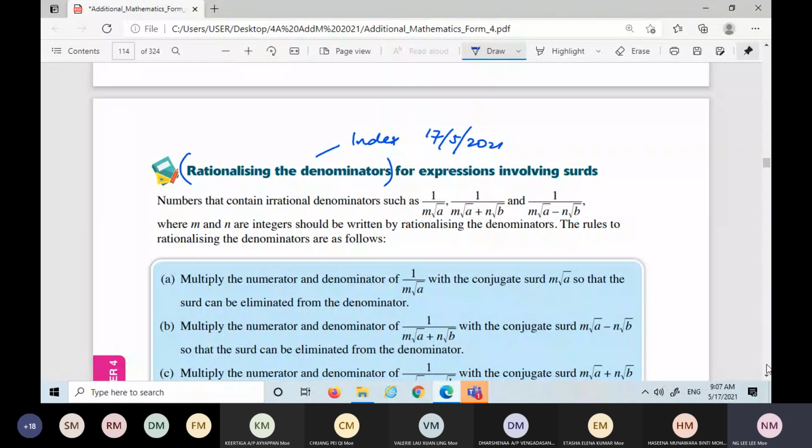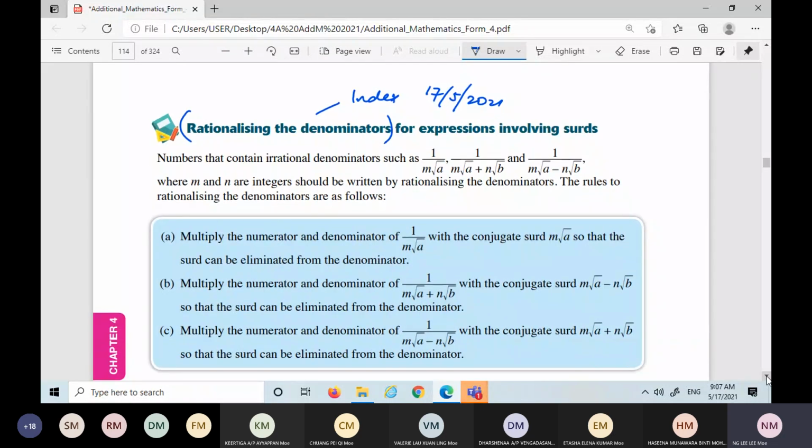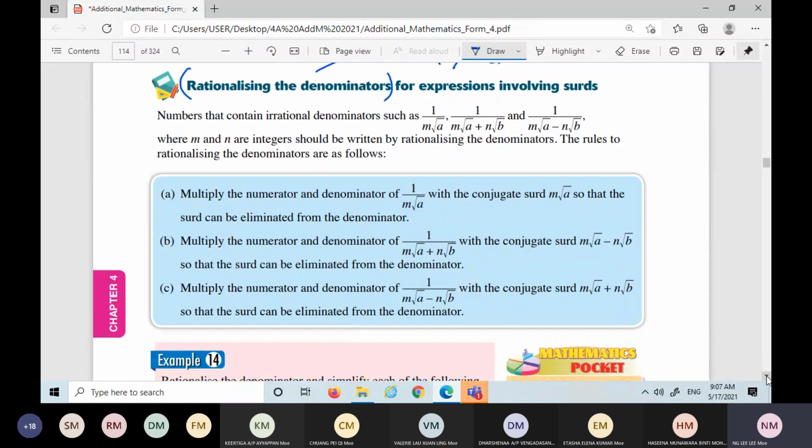Denominator. If you have a fraction, and the fraction is an expression involving surd, so the denominator has a surd, then to rationalize the denominator means you want to get rid of the surd from the denominator of the fraction. You see numbers that contain irrational denominators such as this one and this one, where m and n are integers, which should be written by rationalizing the denominator.